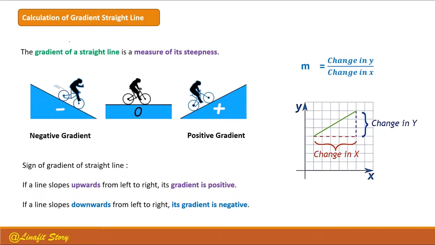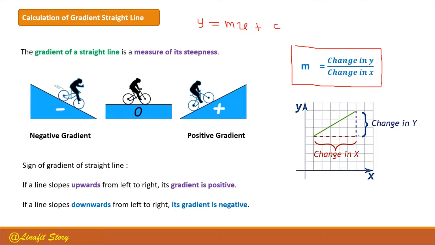Calculation of gradient of a straight line. The gradient of a straight line is a measure of its steepness. The equation of a straight line is y is mx plus c, where m is the gradient and c is the intercept, where the line crosses the y-axis. To get the gradient, m is change in y out of change in x.